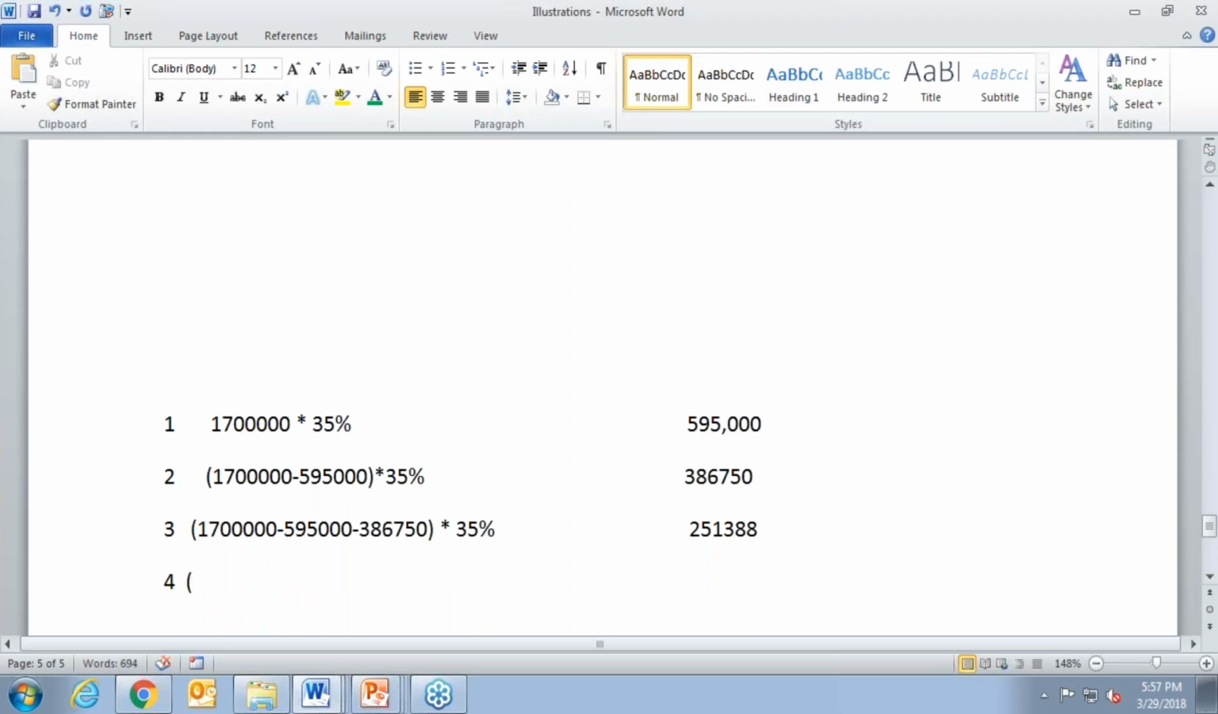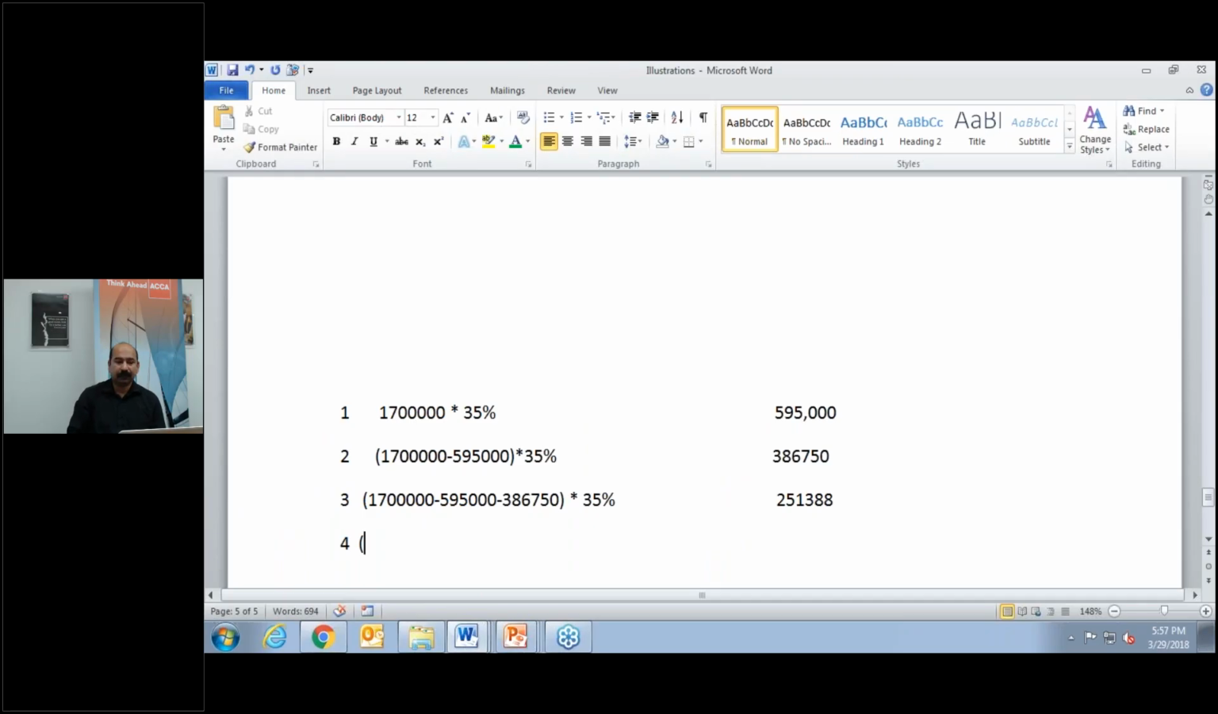Then the fourth year. What is the net book value at the end of the third year? Please calculate the net book value at the end of the third year. How can you calculate it? 1.7 million minus all these three depreciations. Okay, so this will give us 466,862. So this is the net book value. Above I am calculating the net book value in fact. Okay, so this will give us the depreciation of 163,402.